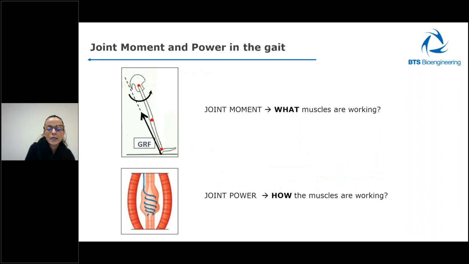In this slide, I would like to summarize the two fundamental concepts just explained. From the evaluation of the joint moment, we can understand which muscles are working. On the other hand, from the analysis of the joint power, we can deduce how the muscles are working.